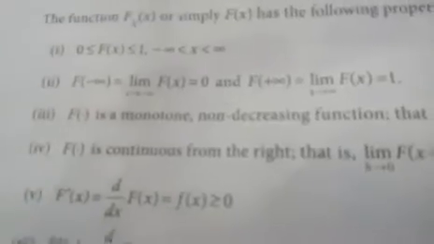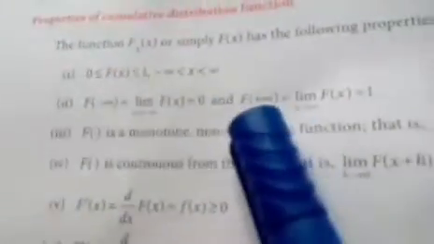Now we must know the properties of the cumulative distribution function. 0 is less than or equal to F of x, which is less than or equal to 1, for minus infinity less than x less than infinity. Generally F of x values lie between 0 and 1 only. And what about F of minus infinity? The limit as x tends to minus infinity of F of x is 0, and F of plus infinity, the limit as x tends to infinity of F of x, is 1. That means F of minus infinity is 0 and F of plus infinity is 1. Don't forget, it is a very important thing. It will be asked in 1 mark questions.